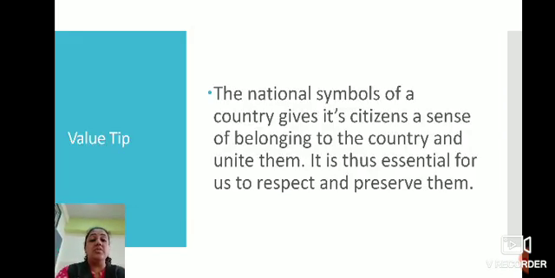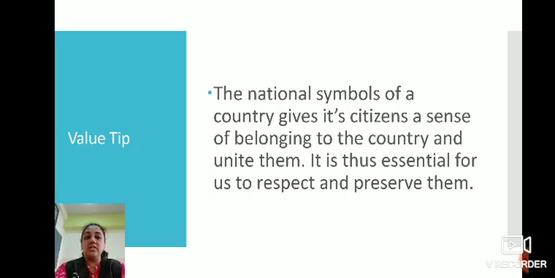Now see, here the value tip is given. The national symbols of a country give its citizens a sense of belonging to the country and unite them. Isn't it? It means, children, we have some things with us. So they are our belongings, no? We can be attached to those things. We can easily say that this thing is mine, this thing is mine. Like that, these symbols represent our country, symbolize belonging to the country and unite us.